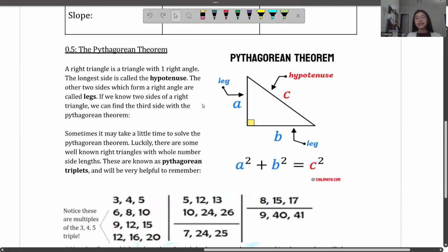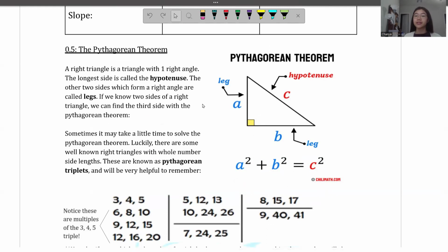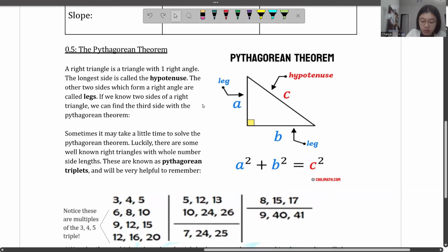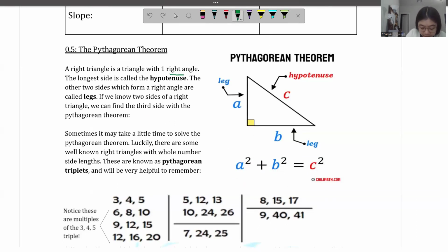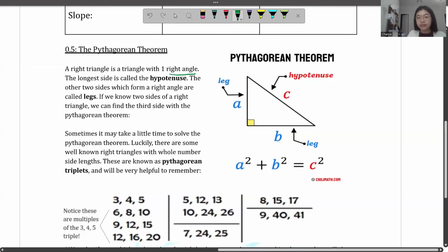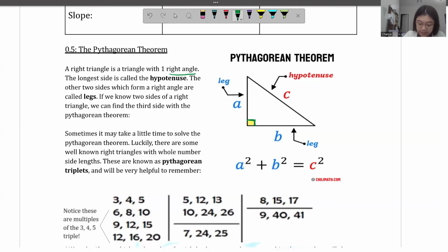So first of all, since the Pythagorean theorem relates to right triangles, we should define what a right triangle is. A right triangle is a triangle with one right angle. So what is a right angle? In case you need a refresher, a right angle is an angle with a measure of 90 degrees. It is denoted by the square here. This means that this angle measures 90 degrees and is a right angle.